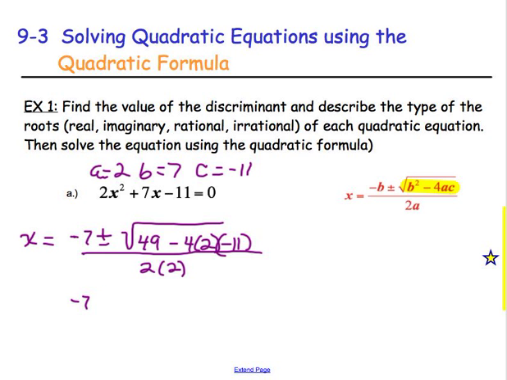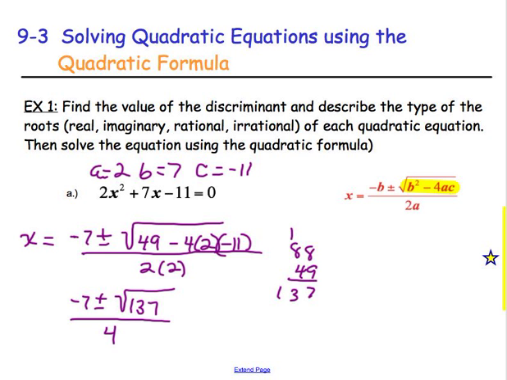Plus or minus. This is 49 minus a -88. So 49 plus 88. So that's 137. Anybody tell me if that's correct? 88 and 49. That's a 7. Oh, I'm so right. All over 4.